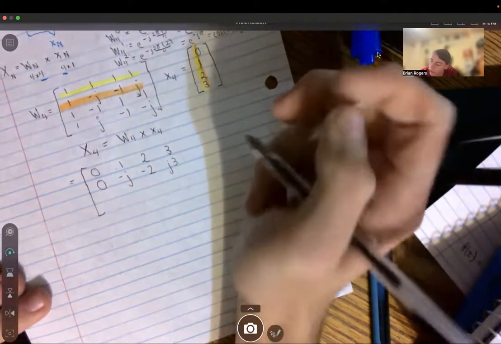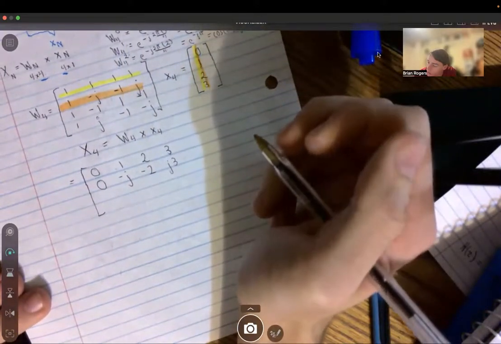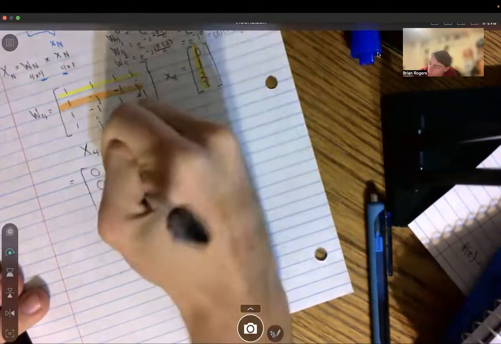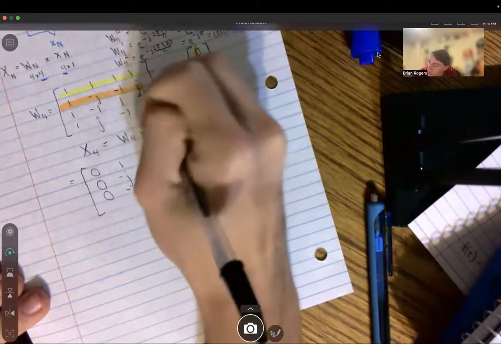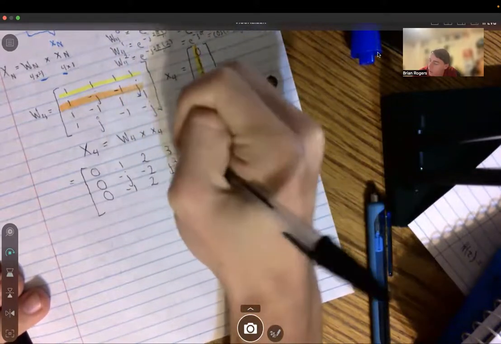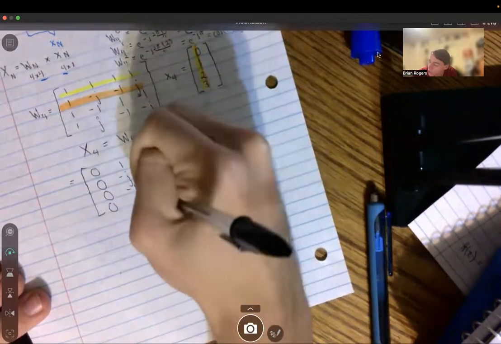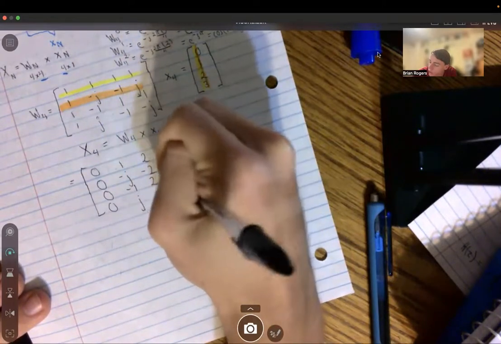Then you go into the next one. So you get 0, negative 1, 2, then negative 3. Then the last one, you get 0, j, negative 2, and negative j3.